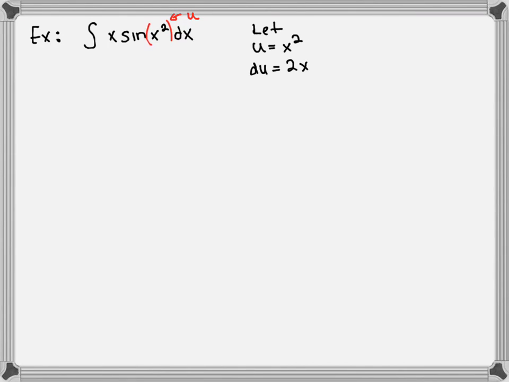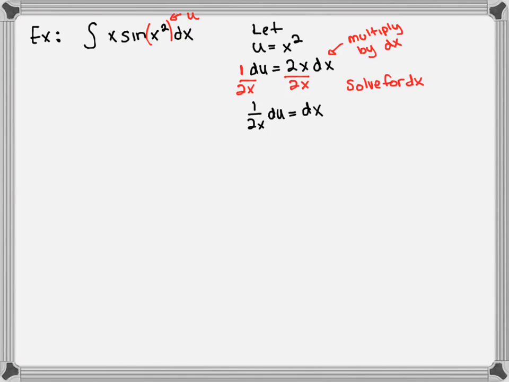So here's the new thing. We're going to have to multiply it by dx. So you always multiply by dx. And then you're going to solve for dx. So we're going to divide both sides by 2x. So I end up with 1 over 2x du is equal to dx.